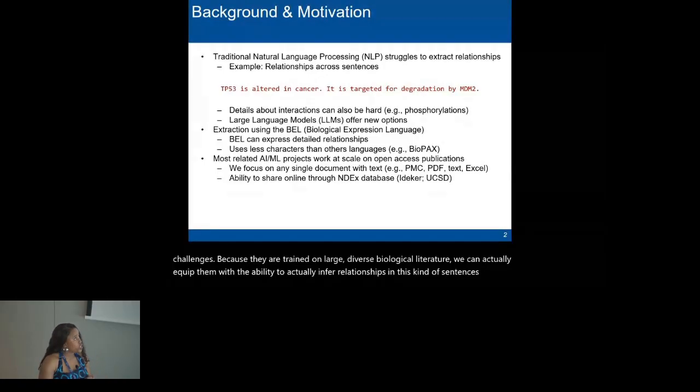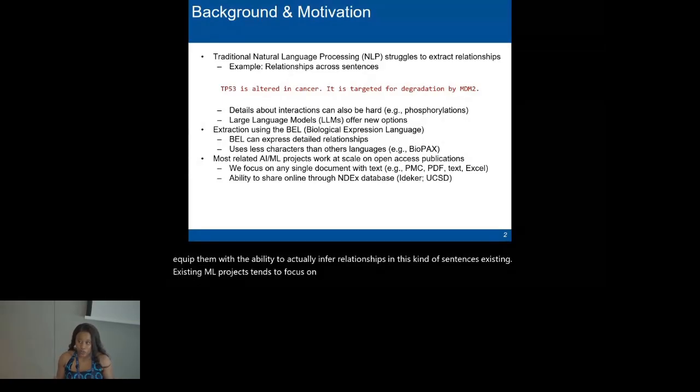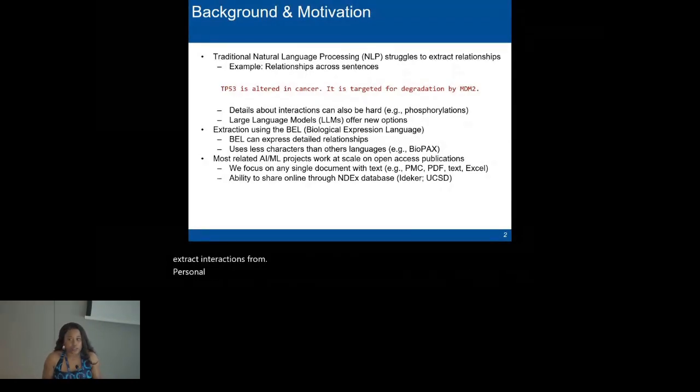Existing ML projects tend to focus on extracting interactions from open access publications. However, with Text2KG, you have the opportunity to process and extract interactions from personal papers that have not been published, PDFs, and text. You also have the ability to share these knowledge graphs online through NDEx.